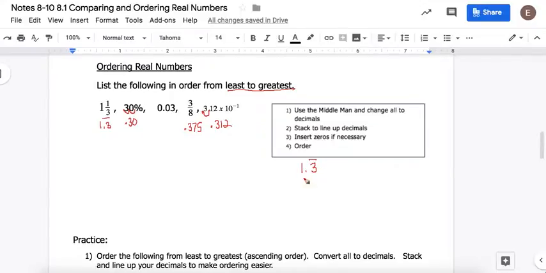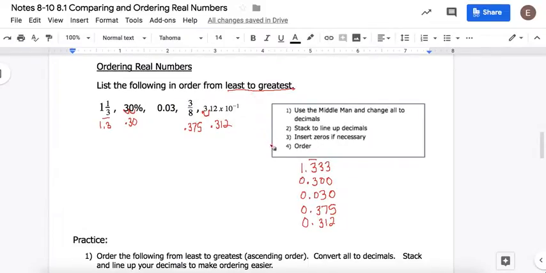So 1.3 repeating. Then we have 0.30, and we can drop a 0 in front as that placeholder. 0.03, or 3 hundredths, 0.375, or 375 thousandths, drop a 0 in front, and then finally 312 thousandths, drop a 0 in front. Now notice these last two examples have 3 numbers after the decimal, so let's make them all 3 numbers by dropping zeros. But wait a second, I can't drop a 0 here, I have to drop 3s because it's repeating.